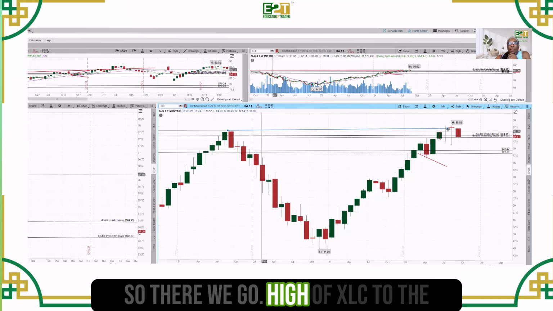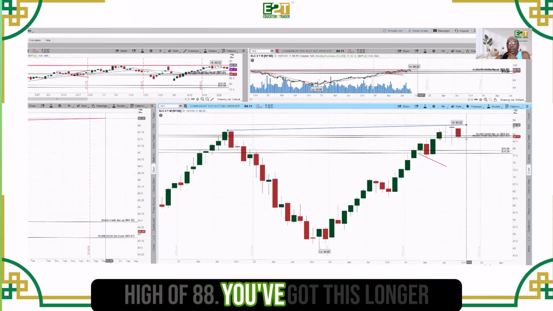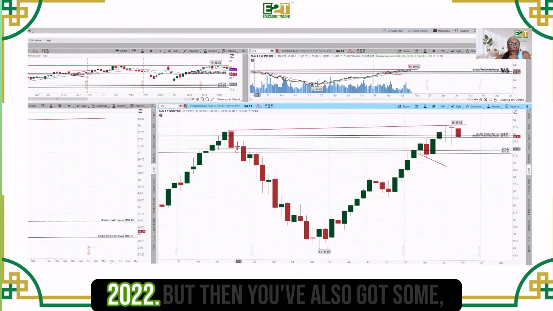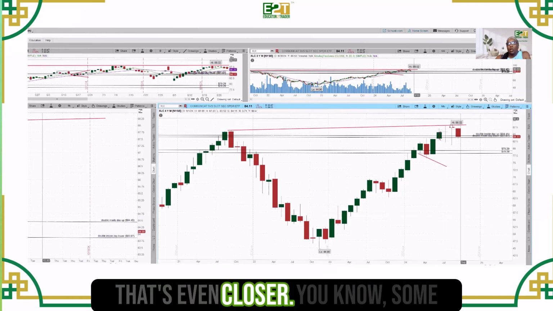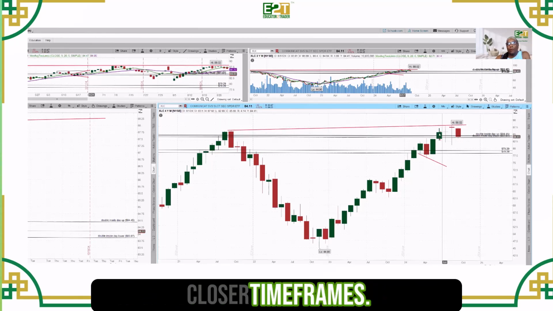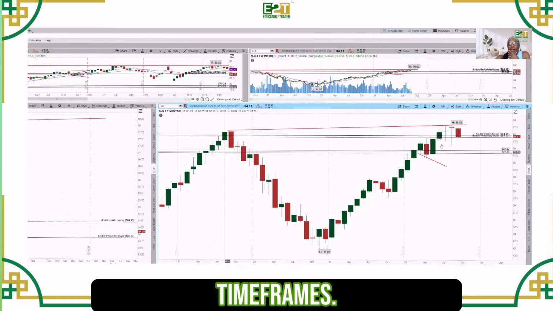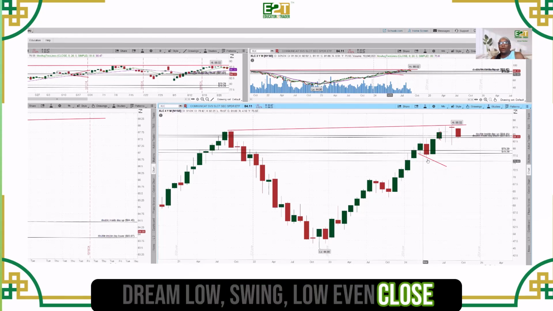High of XLC to the high of 88. You've got this longer time frame. This was October of 2022. But then you've also got some that's even closer, some closer time frames. I think that came off of a different time frame. Swing low, even closer here.